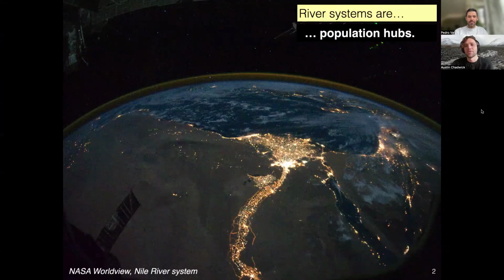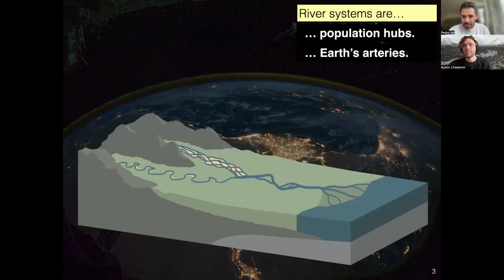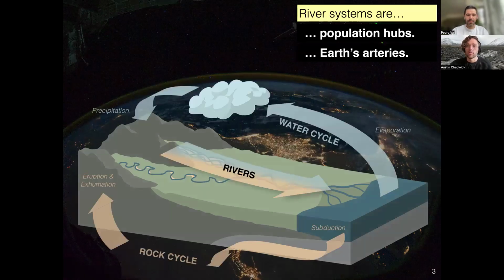And as you can tell from this NASA image of the Nile taken at night and how much it pops, they're really important population hubs. So something like 3 billion people around the world live along rivers. They're also the arteries of Earth's rock cycle and water cycle. So rivers form from this natural self-organization of runoff and also sediment that's exhumed and eroded from the uplands through the lowlands to the sea, where this material is evaporated and subducted.